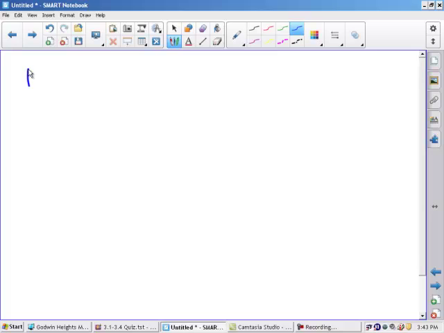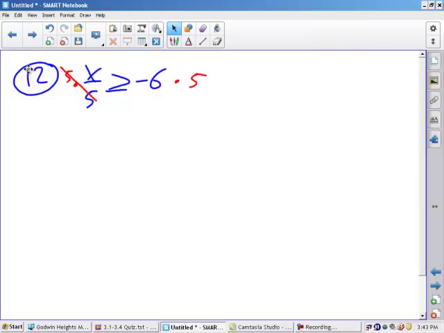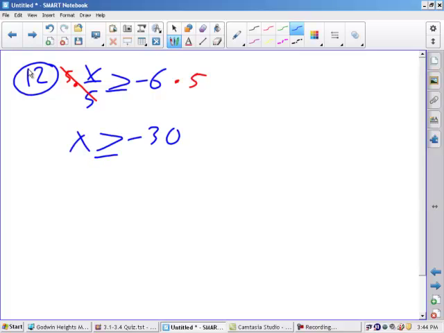For number 12, it says to solve and graph. I have x over 5 greater than or equal to -6. What I need to do is multiply both sides by 5 because I have that dividing by 5. What I get is x is greater than or equal to -30. I do not flip around the inequality symbol.